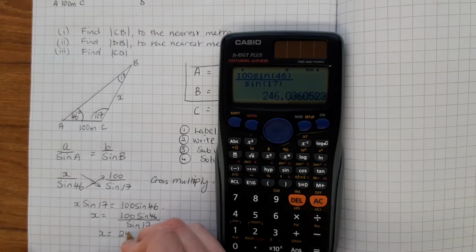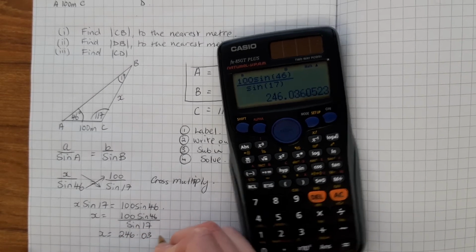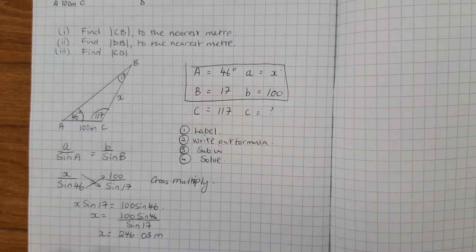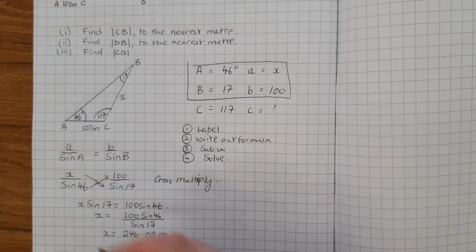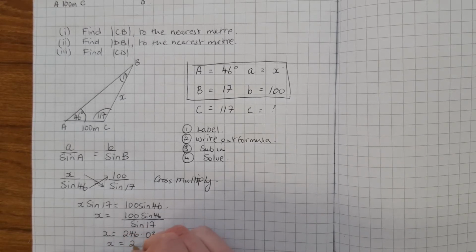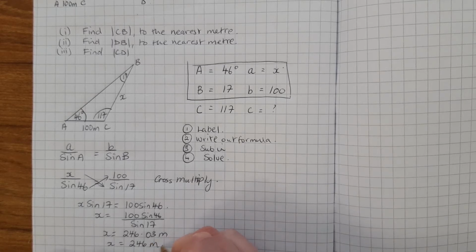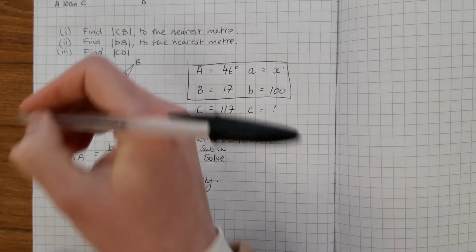It is 246.03 meters. In the question, we were asked to correct it to the nearest meter, which will be 246. Okay, meters. Make sure you put the unit, and that is part 1 of the question done.